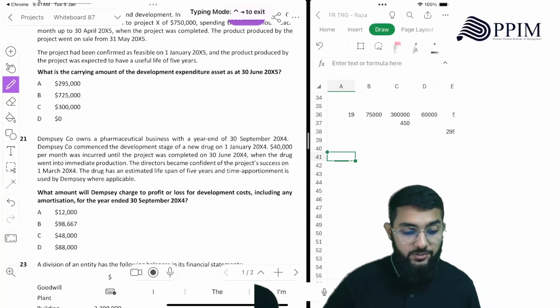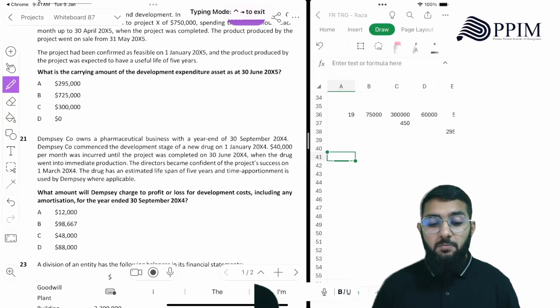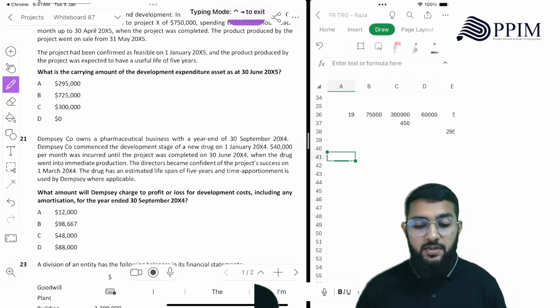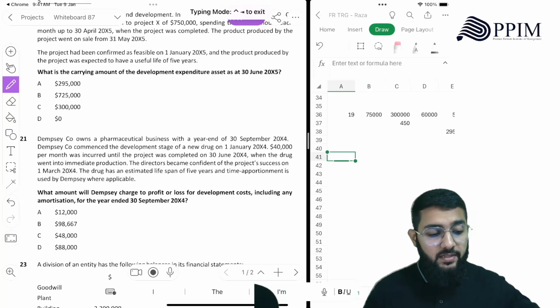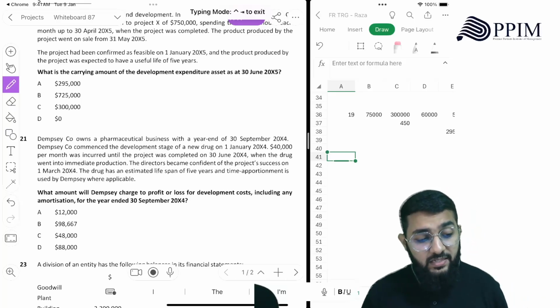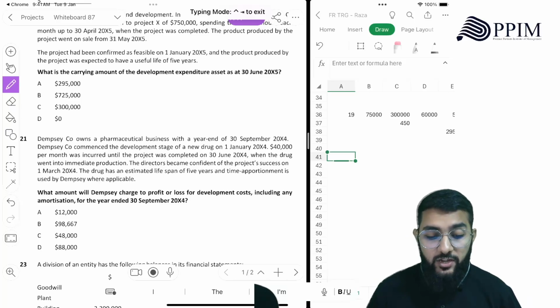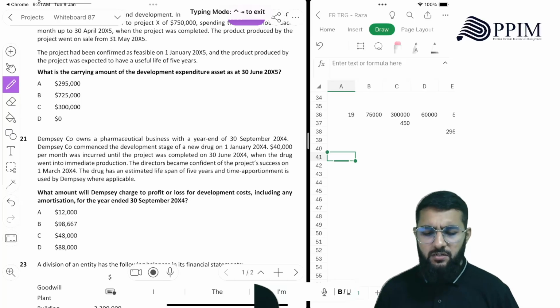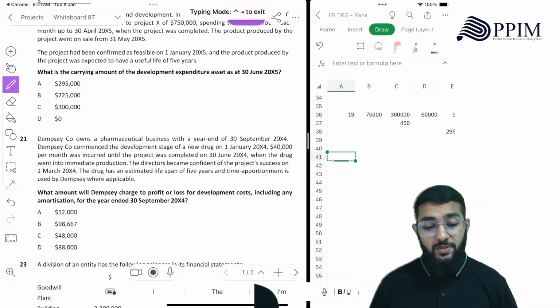So we're done with IAS 38. 21st question. Dempsey Co. owns a pharmaceutical business with a year end of 30th September 20x4. Dempsey Co. commenced the development stage of a new drug on 30th June 20x4, when the drug went into immediate production. The directors became confident of the project's success on 1st of March 20x4. The drug has an estimated lifespan of 5 years, and time apportionment is used by Dempsey where applicable. Again, IAS 38.